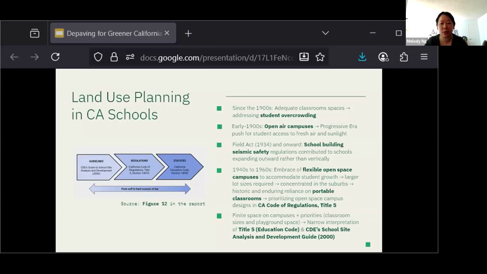Since the 1930s, architectural design trends and state school building seismic safety standards have also compelled schools to expand outward rather than to build vertically. California actually revamped its building safety codes beginning in the late 1920s, after two major earthquakes in Santa Barbara and Long Beach in 1925 and 1933, respectively, that destroyed or damaged many school buildings in the state. This focus around addressing school building safety in the aftermath of these earthquakes culminated in the state passing the Field Act in 1934, which empowered the Department of the State Architect, the DSA, to regulate school building safety and led to more rigorous seismic safety standards for school buildings.